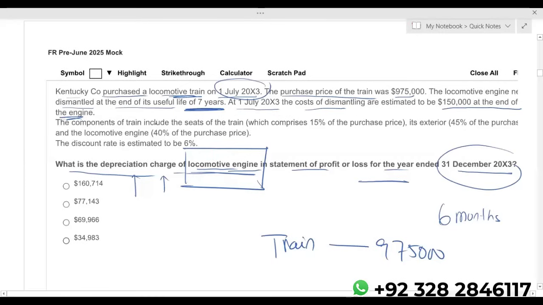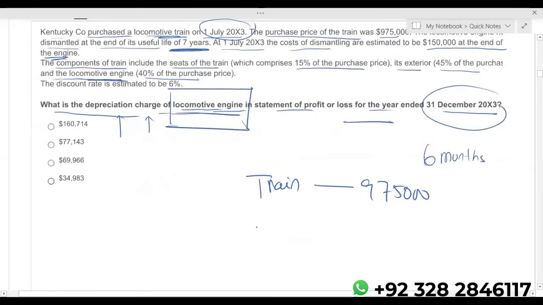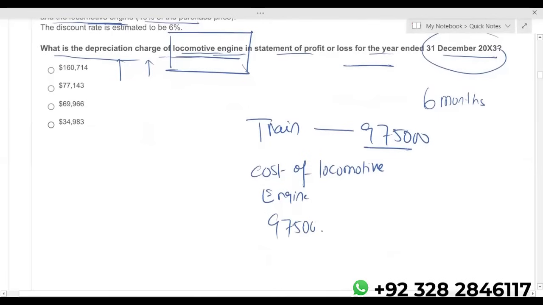The components of the train include the seats of the train, which comprise 15% of the purchase price, its exterior, which is 45% of the purchase price, and the locomotive engine. This is what we are looking for, 40% of the purchase price. So number one, the cost of the locomotive engine. We'll take 40% of 9,75,000. If I take 40% of this, we get 3,90,000.